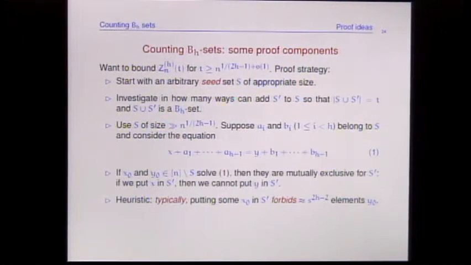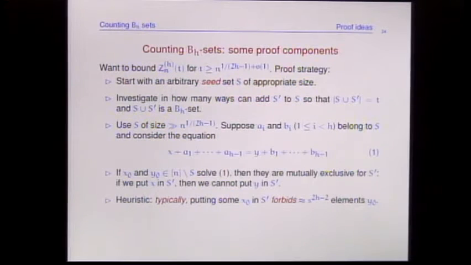Now, here's the heuristic to understand some of these numbers. I have 2H minus 2 choices for A1, A2, B1, B2, and so on. So 2H minus 2 choices. And they come from the seed set S, which has little s elements. So that's how much choice I have for the AIs and BIs.